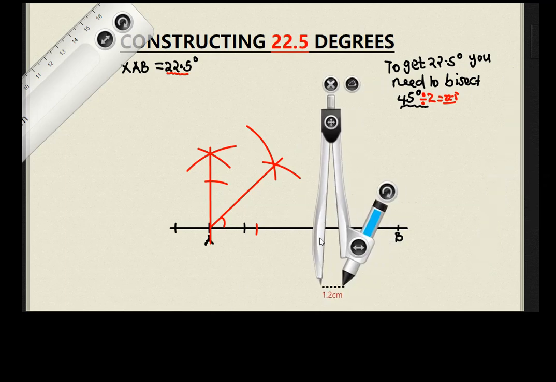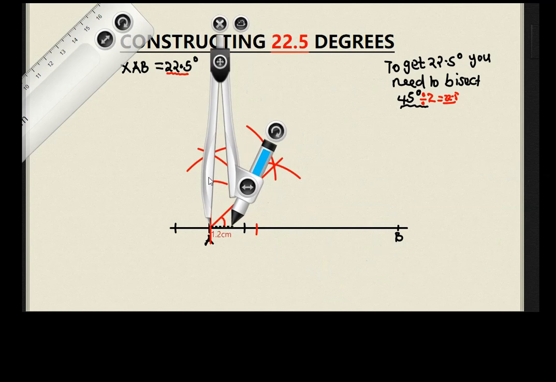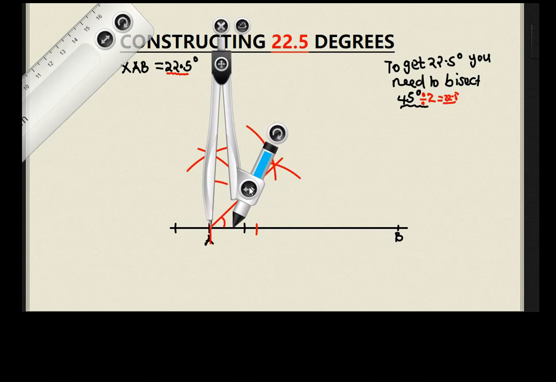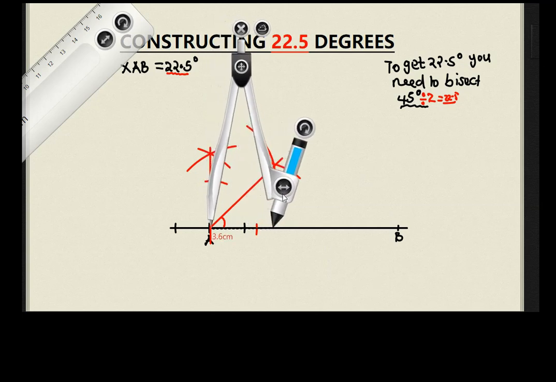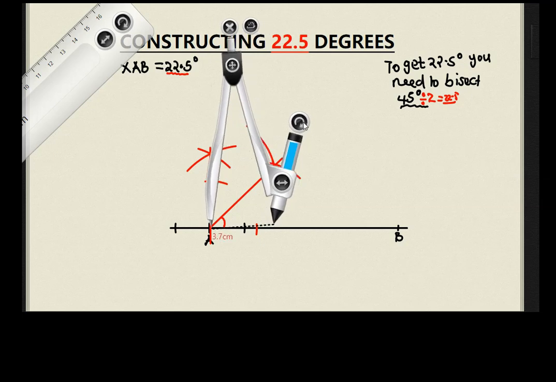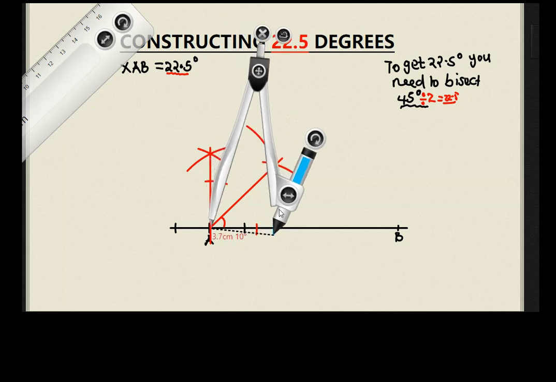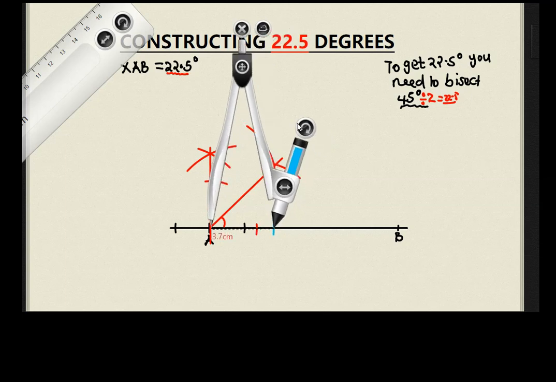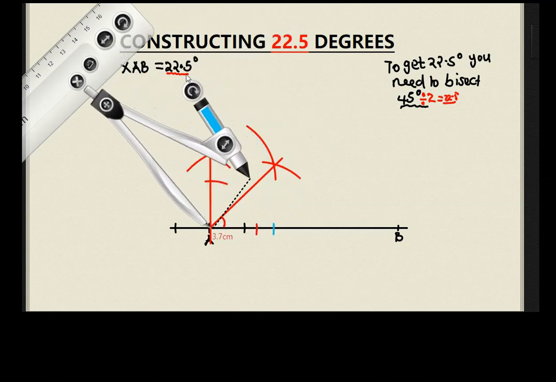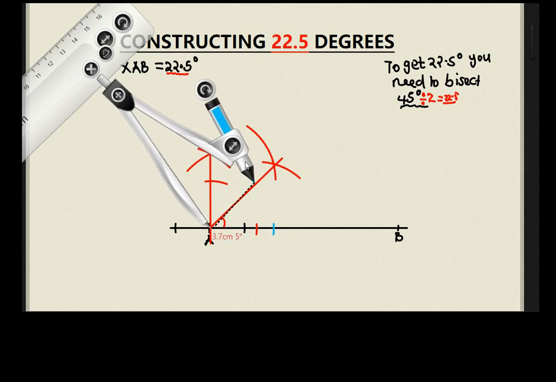So as to bisect this, I'll have to bring my compass and place it at that point there. Then again I'll adjust my compass because I need to bisect this angle. I'll have to draw an arc on this line and also an arc on this line. You draw arcs on those two lines that form that particular angle you want to bisect. So I'll draw my arc like this, and also at the top I'll have to draw my arc like this.